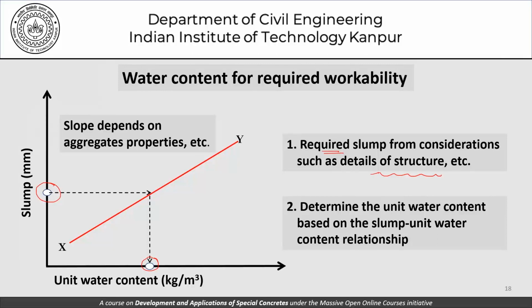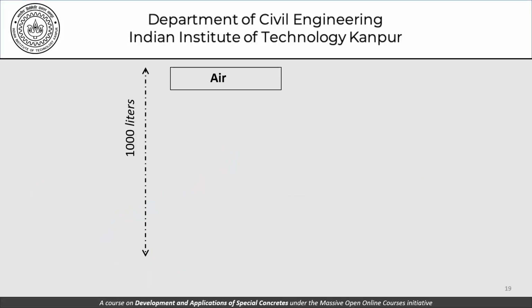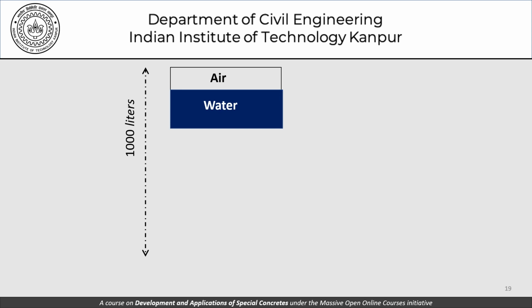Translating this discussion into our 1000 liter pitcher, we already have the air content. We fix the water content now. That's the volume of water, and the rest of it is yet to be fixed. The next part comes the cement content.